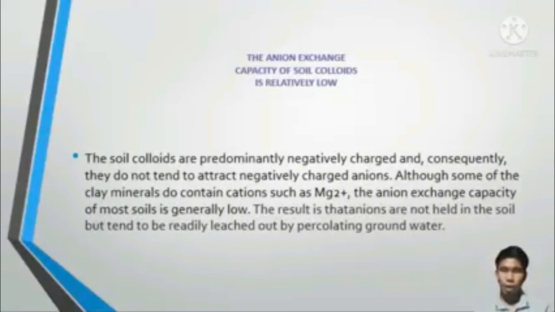Okay. The anion exchange capacity of soil colloids is relatively low. The soil colloids are predominantly negatively charged, and consequently they do not tend to attract negatively charged anions. Although some of the clay minerals do contain positive charges, anions such as these salts are not held in the soil but tend to be readily leached out by percolating water. So the anion exchange capacity of soil colloids is relatively low.